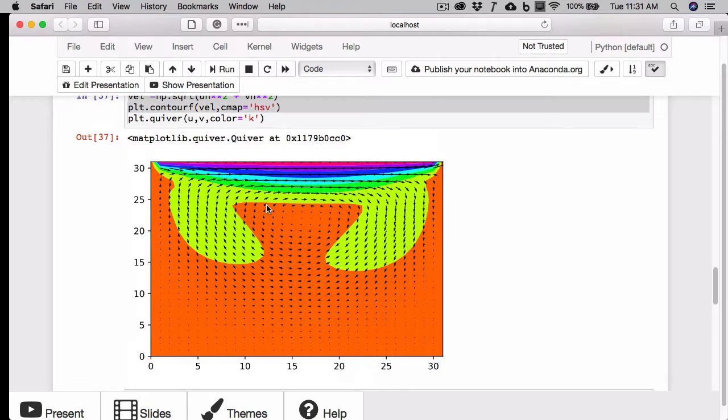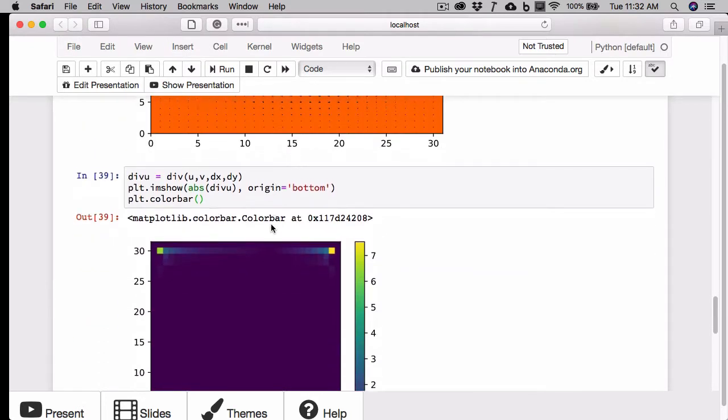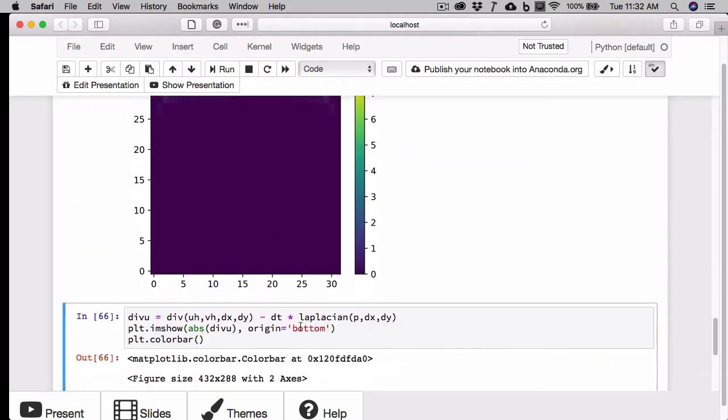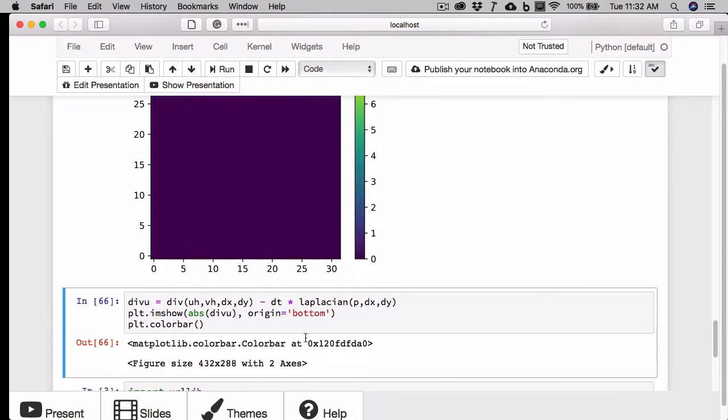So you can use this to get an idea of how your flow looks like, as long as you know that there is an error in your div u, and we can actually quantify that error. That would be an interesting problem, actually, to do. Quantify the error in div u. Okay? Now, I'm going to show you another trick. I'm going to show you something else to actually show you how I can make this divergence-free.